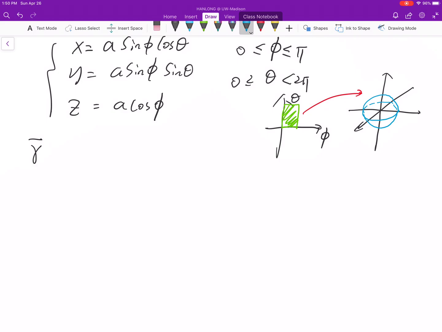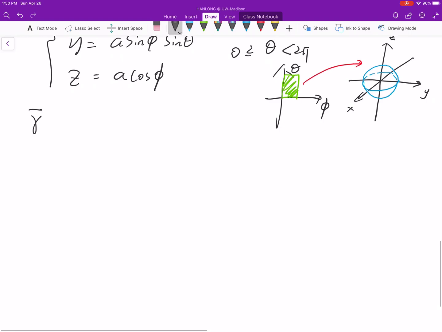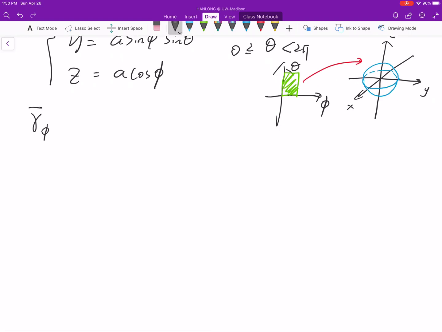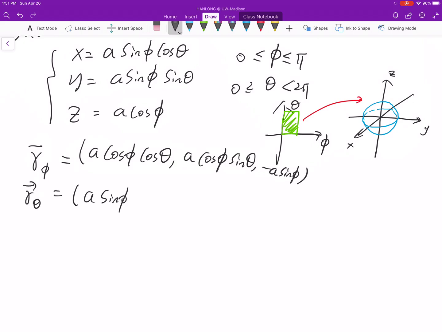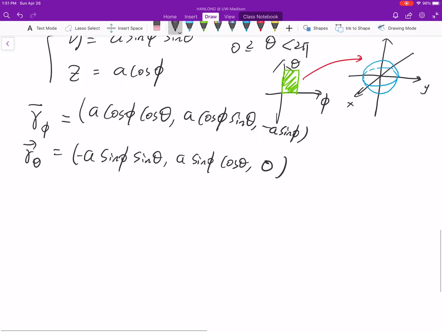A surface here, x, y, z. Okay, and then gamma phi. What is gamma phi? You take the phi derivative: a cosine phi cosine theta, a cosine phi sine theta, negative a sine phi. Gamma theta is negative a sine phi sine theta, a sine phi cosine theta, 0. Okay, then let's do the cross product.